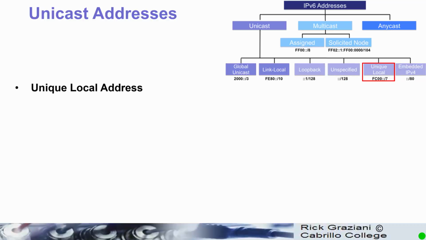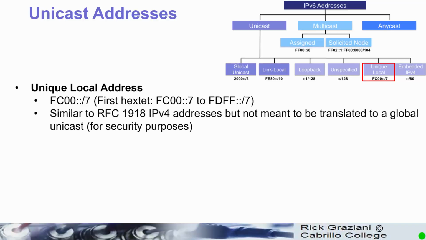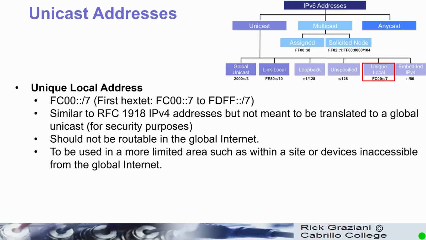Alright, let's go ahead and move on to our unique local addresses. So there is going to be an FC00::/7. It's similar to the RFC 1918 for IPv4, but it's not meant to be translated to a global unicast. It should not be routable. It's to be used in a more limited area, such as within a site or device inaccessible from the global internet. We can use the remaining bits for our hosts.